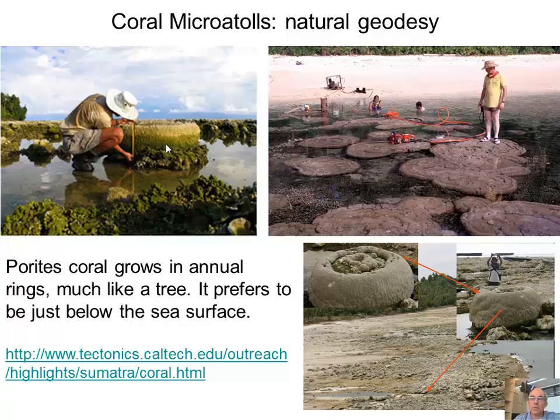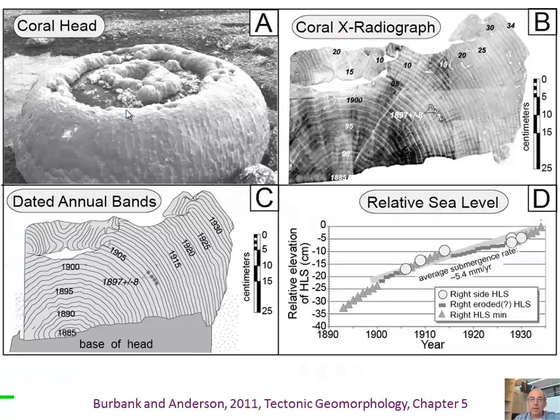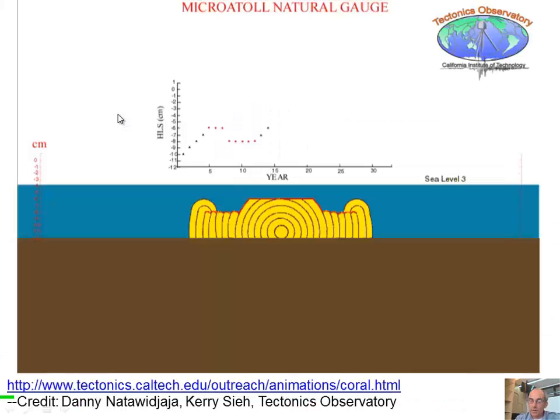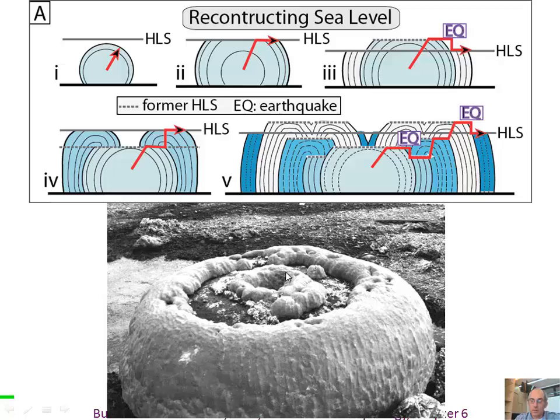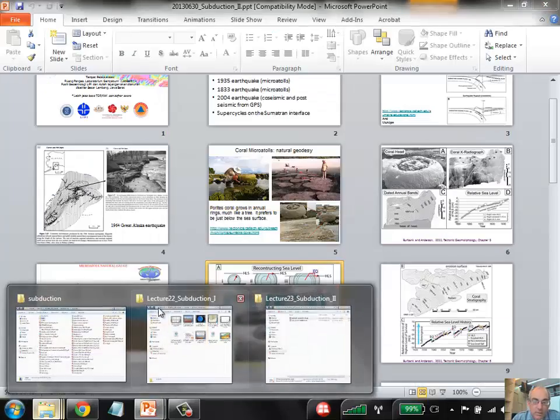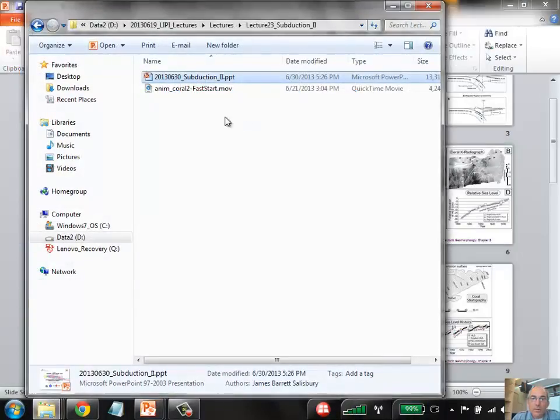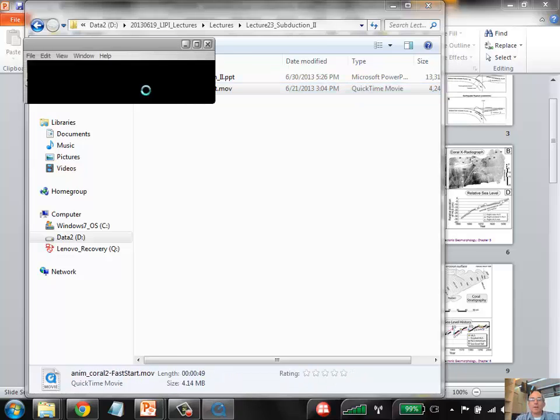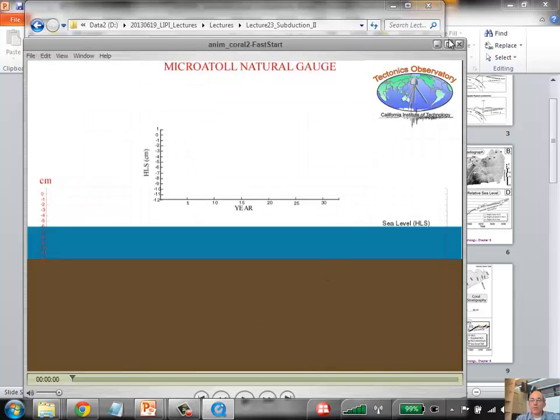So we can use trees, but the big thing that has really been revolutionary is the corals from here. And so we talked about these when we did our geodesy lecture, because these are kind of natural geodesy, this Porites coral. And so you have here at LIPI, one of the basically world experts of coral is Danny. And so the idea is that, let me go to here to our movie. So I showed this before, but it's quite useful to remember.